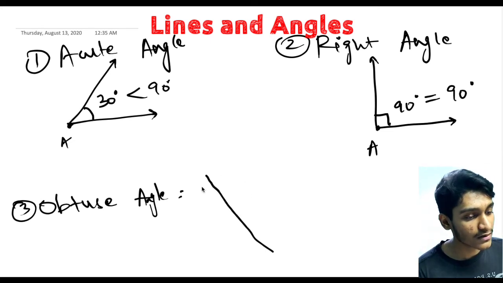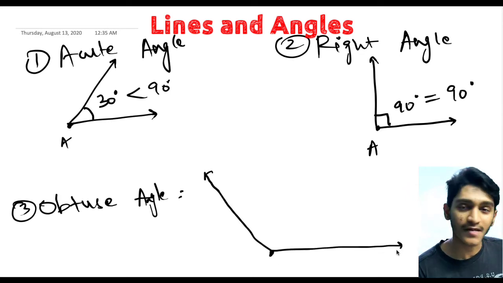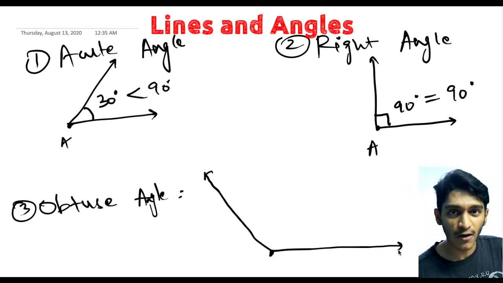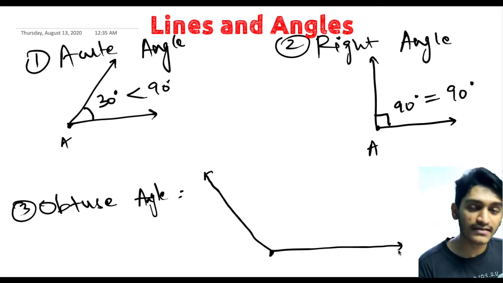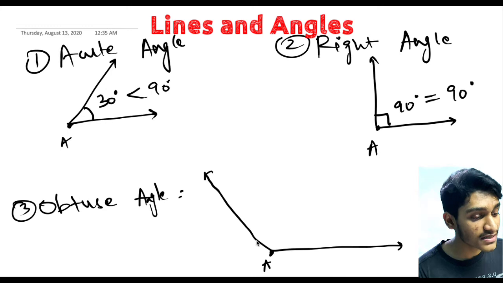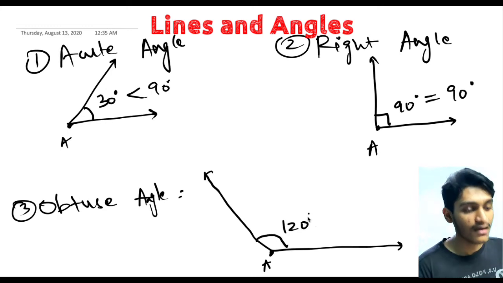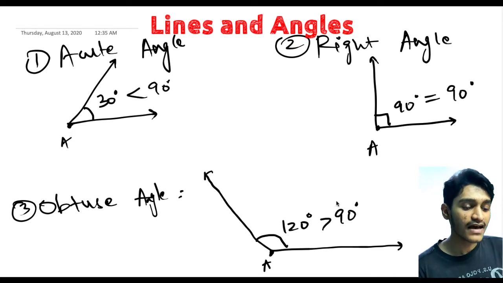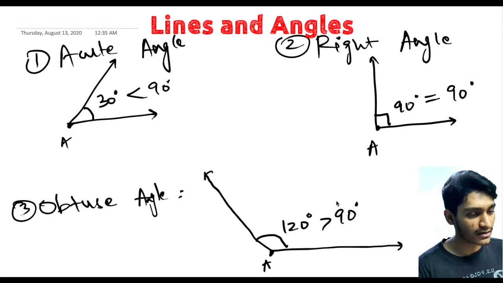If you take one ray over here, this is my common vertex. Take another ray over here. Now I am not using a scale, so the lines are a bit wobbly. You can use a scale and get the measurement exactly. So now this is my common point A and I measure this angle to be 120 degrees using a protractor. Now you can clearly see that this angle of 120 degrees is greater than 90 degrees. Hence this angle can be called an obtuse angle.